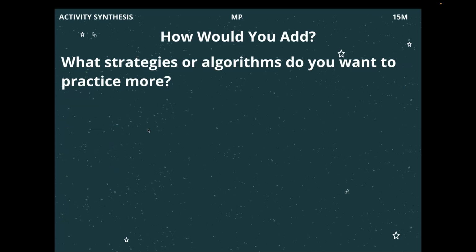So think about what strategy or algorithm do you want to practice more? There might be one that you really think is beneficial to you, but you need to practice it some more. If you think of one that you need to practice some more, then make up some of your own problems and practice that strategy.